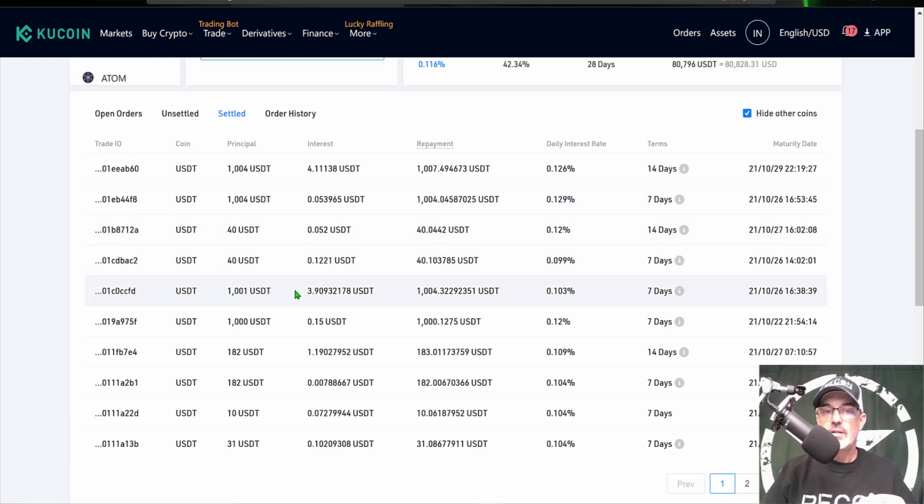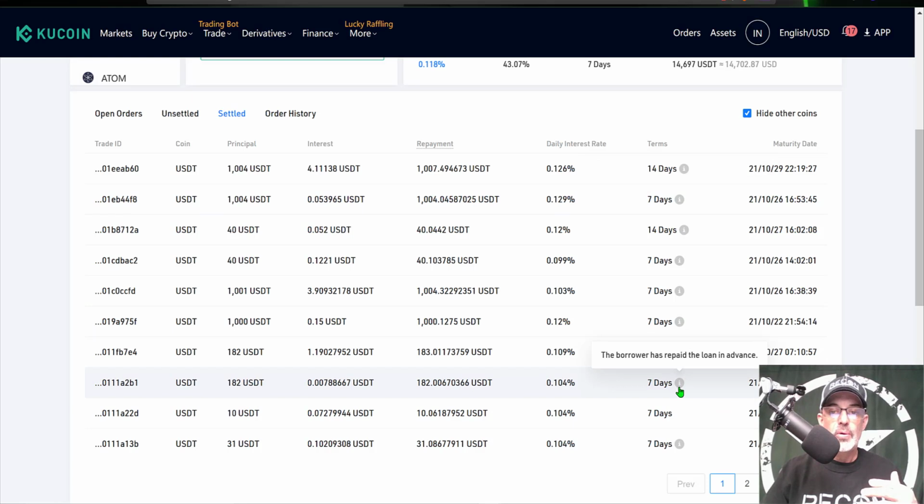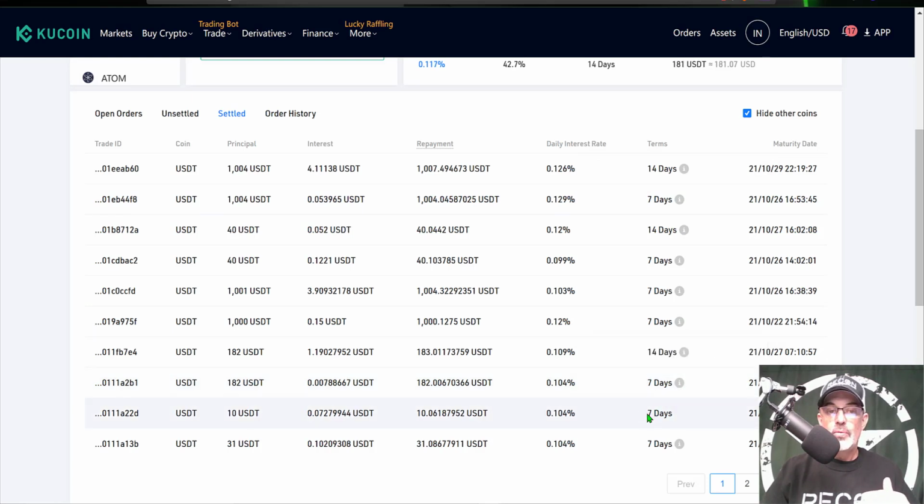Here's a 1,000 USDT loan that I earned almost $4 on at 0.1 interest rate, which again is going to be in the high probably 30s. And it was a 7-day loan. And all these loans that have an I next to the terms, they all paid early, so they can actually repay their loan early. Now this individual, where you don't see this little information bubble, this particular loan did run the full term of 7 days.